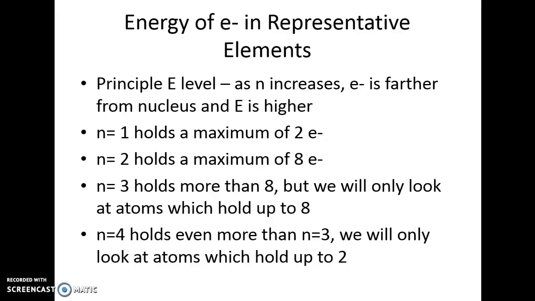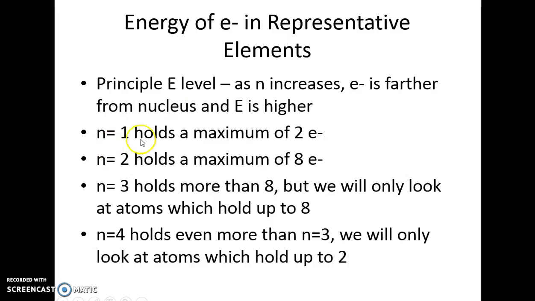With the principal energy level, we give it a symbol N, and as that N number increases, the electron is farther from the nucleus and the energy of the electron is higher, kind of like a ball at the top of the stairs is farther away from the bottom, and so its energy is higher. And a ball at the bottom of the stairs on the first step is closer to the floor level, and so its energy is lower. And that's very much what this is like.